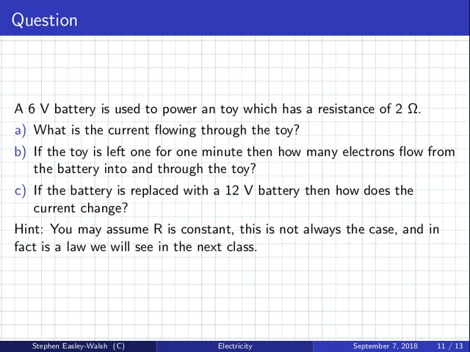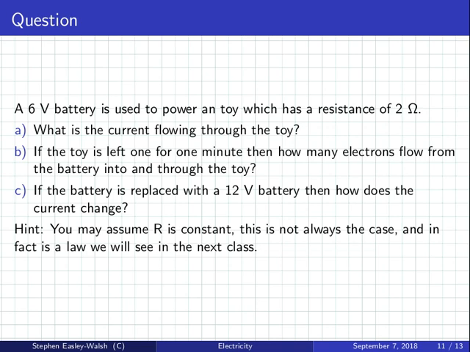Right. Here's another one. We'll do this one together. A 6-volt battery is used to power a toy which has a resistance of 2 ohms. What is the current? Okay, so give me the current, please. Use your triangle. Tell me what the current is. The I. Yeah, how did you calculate it? V over R. 6 over 2. So 3 is the answer for the first one. Is that okay? Yeah? Right, part B.